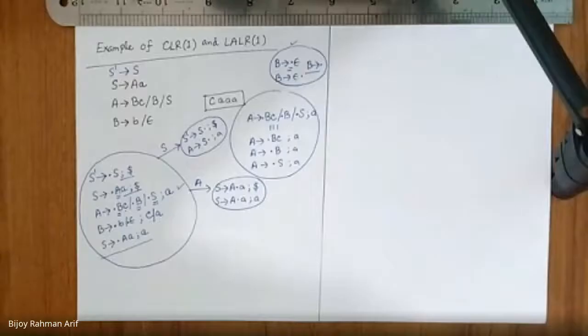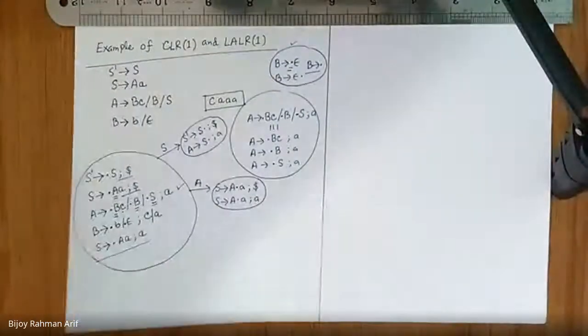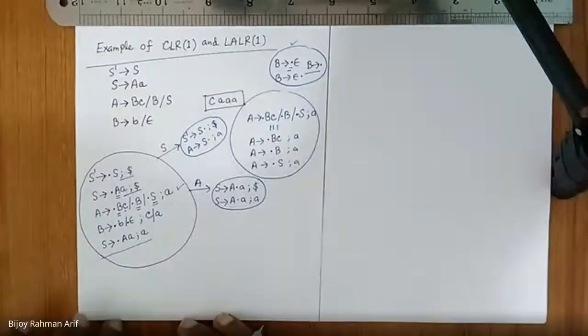So go on B. Go on. Let me check one. Oh, it's fine. Tell me. Go on capital B. A is done. Go to capital B.